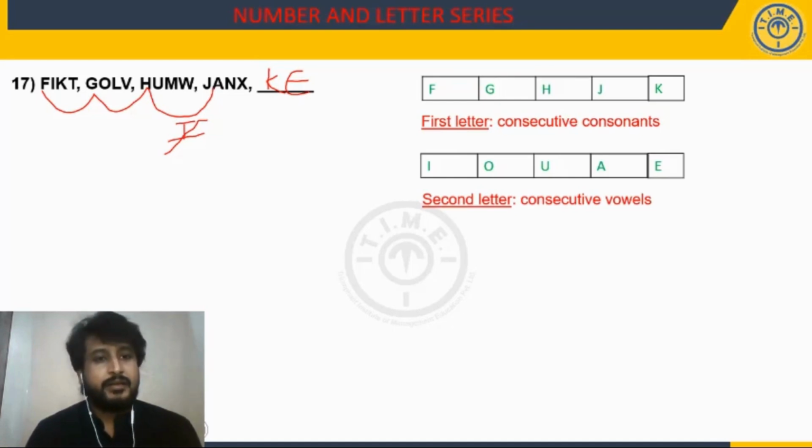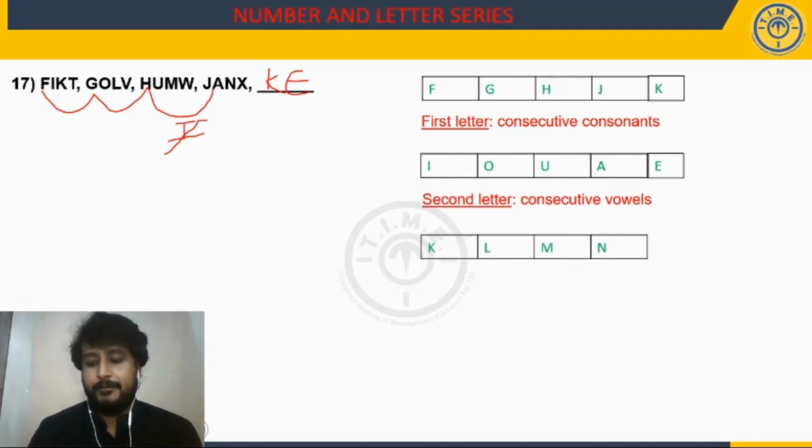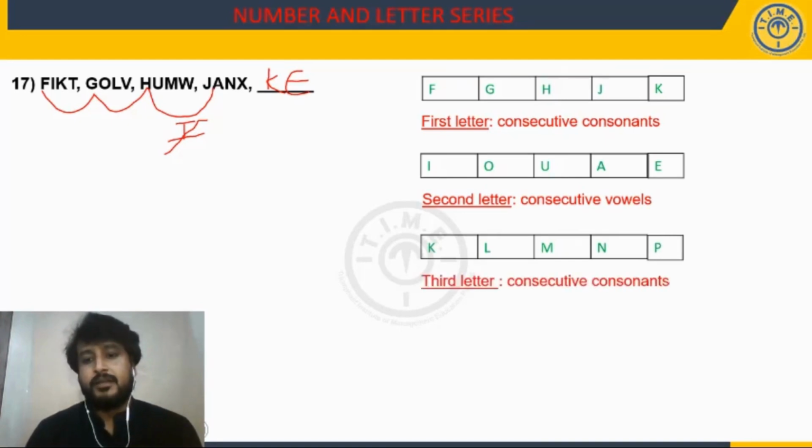Now find K, L, M, N. K, L, M, N. What is the next to N? K, L, M, N are what? Consecutive consonants. So next to N consecutive consonant is P. K, L, M, N, and next consonant is P. Consecutive consonants.